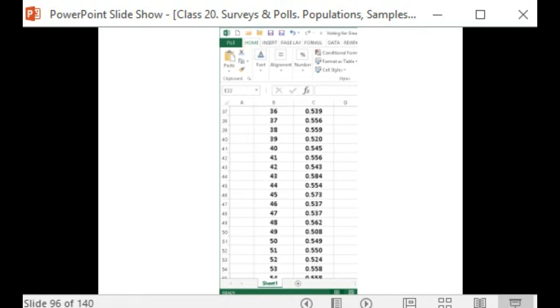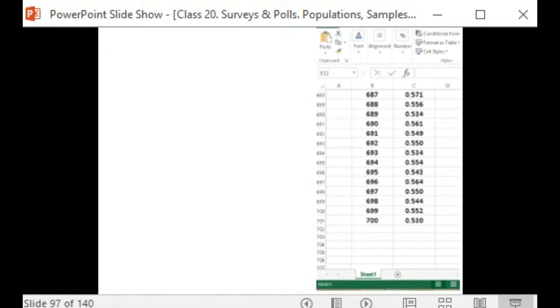Boy, it just keeps going, but let's skip down to the bottom. Okay, here we are, the last. We're exhausted. We've been calculating p for all these samples. Now we get to the bottom. We can see that for sample 699, the p was 0.552. For sample 700, the p was 0.530. Well, thank goodness we're done with that.